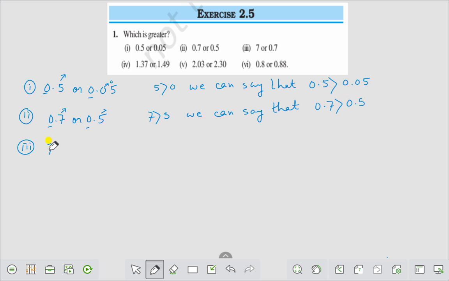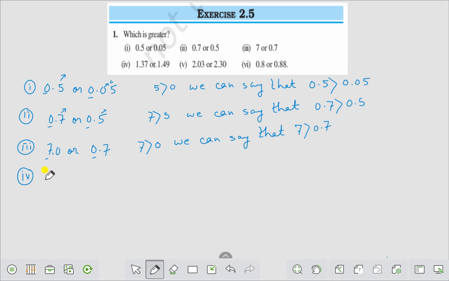Now question number 3. 7 or 0.7. 7 means 7.0, right? Here you see in the ones place it is 7, in the ones place it is 0. Since 7 is greater than 0, therefore we can say that 7 is greater than 0.7.